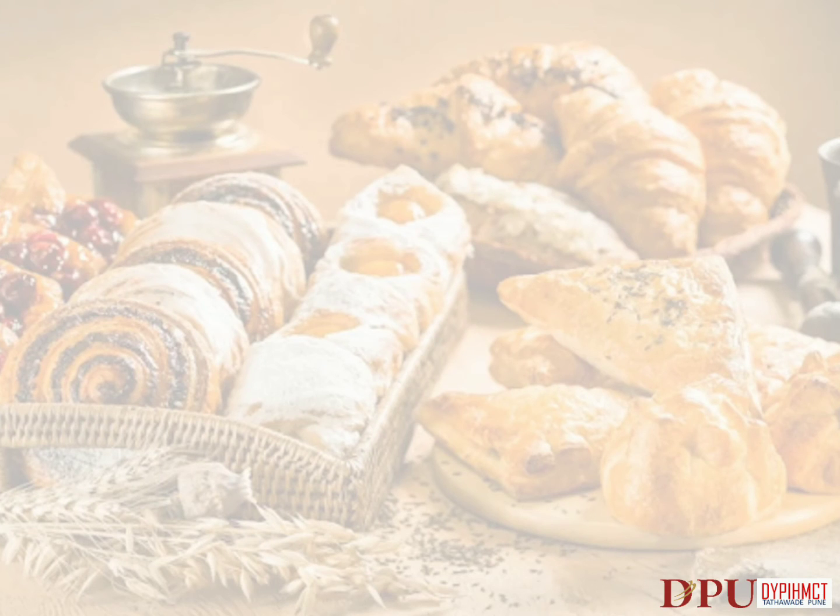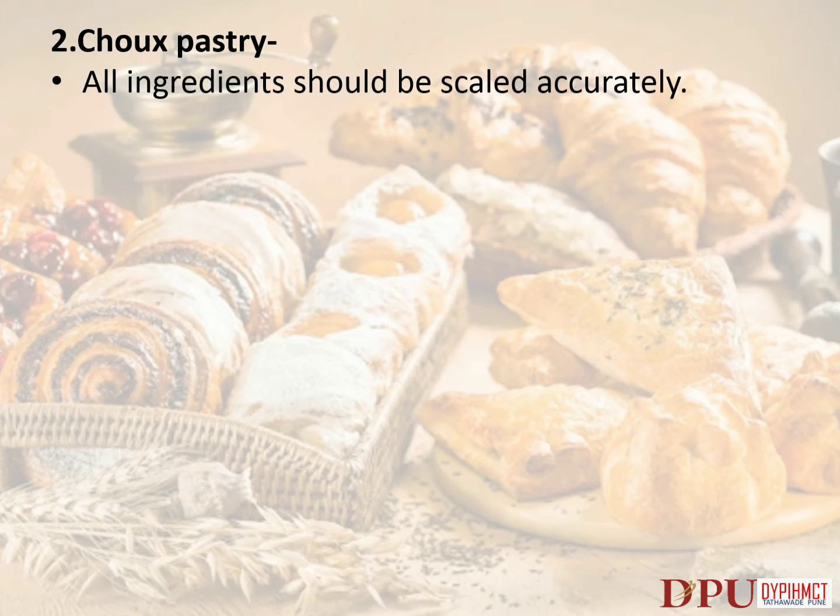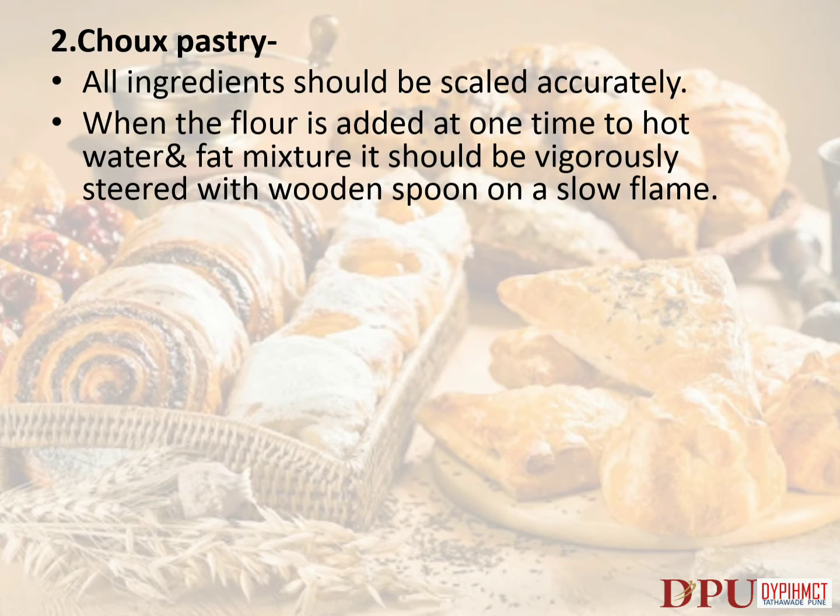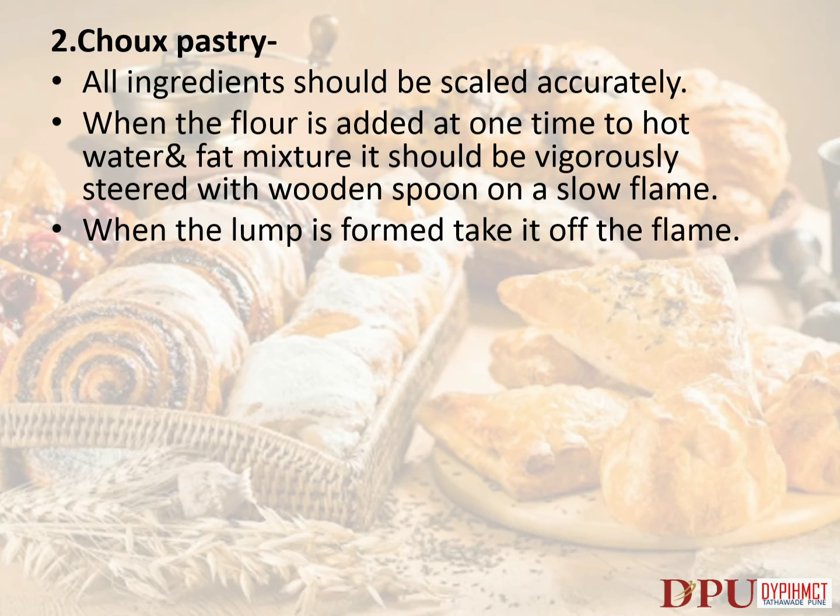2. Choux pastry. All ingredients should be scaled accurately. When the flour is added at one time to the hot water and fat mixture, it should be vigorously stirred with a wooden spoon on a slow flame. When the lump is formed, take it off the flame. Add the eggs to the cooled flour, fat and water mixture to make a soft dough.